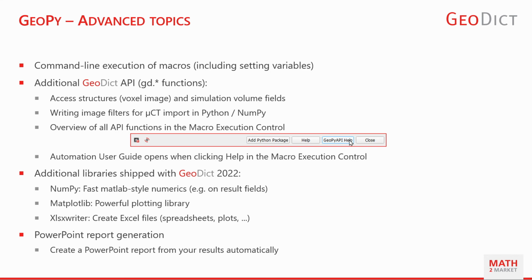Finally, we briefly touch onto some advanced possibilities. First of all, you can also execute macros directly from the command line, including setting variable values, which is a powerful method to integrate GeoDict into your custom simulation and analysis pipelines. Furthermore, we have a set of GeoDict application program interface functions. We have already seen the GD1 command for the fiber structure generation and the FlowDict simulation, and the GD-MSG box. And these two could belong to the most important of these, but we also provide functions, for example, to directly access the voxel structure or simulation result fields, and for writing import filters for micro-CT images.